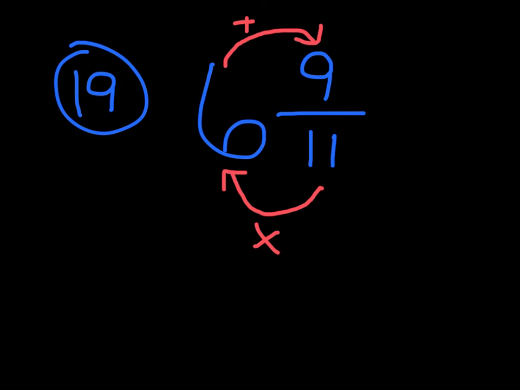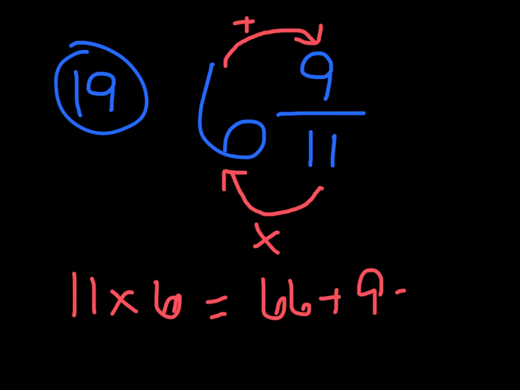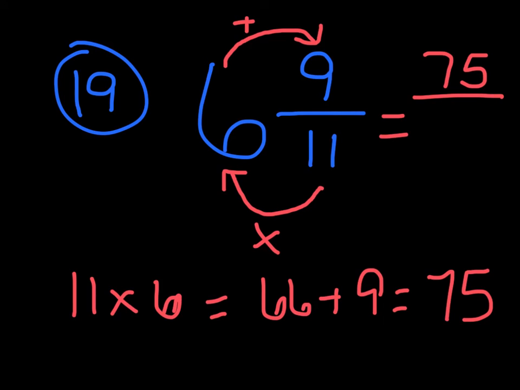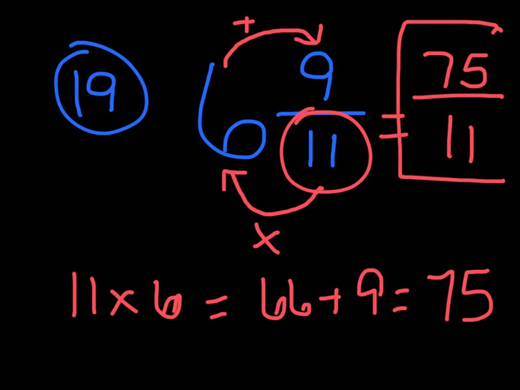Okay, so you have 11 times 6, which gives you 66. And then you're going to add 9 to that, which gives you 75. And that becomes your numerator. So your numerator is 75. And then your denominator is going to stay the same, so it's going to be 11. There you go. There it is as an improper fraction.